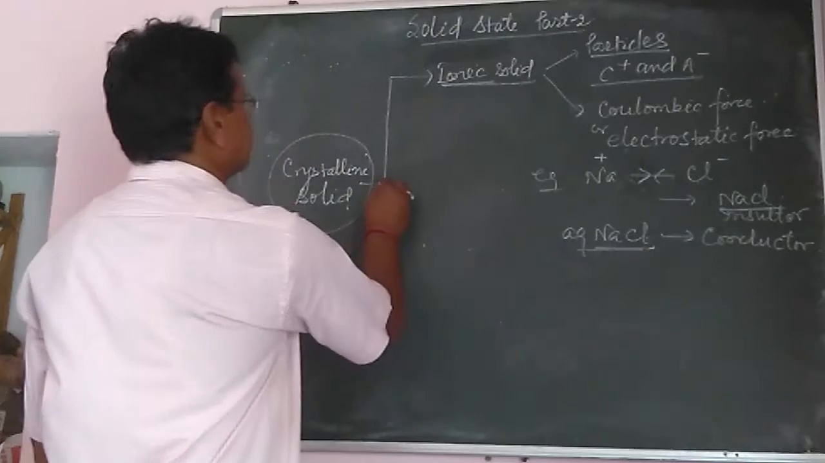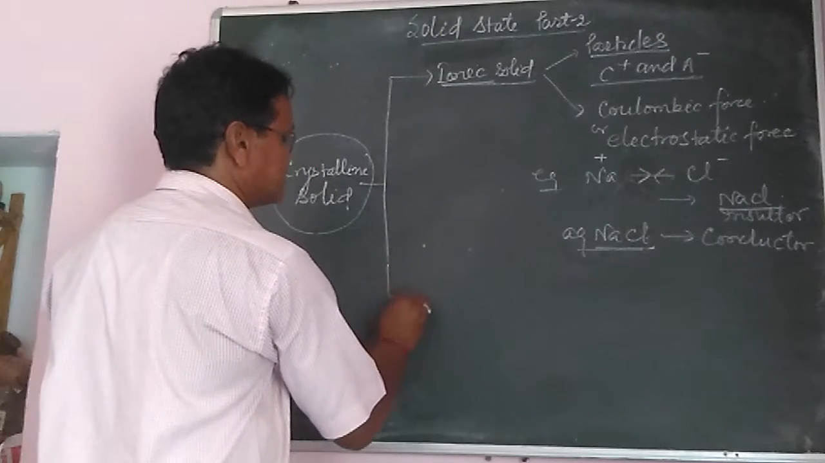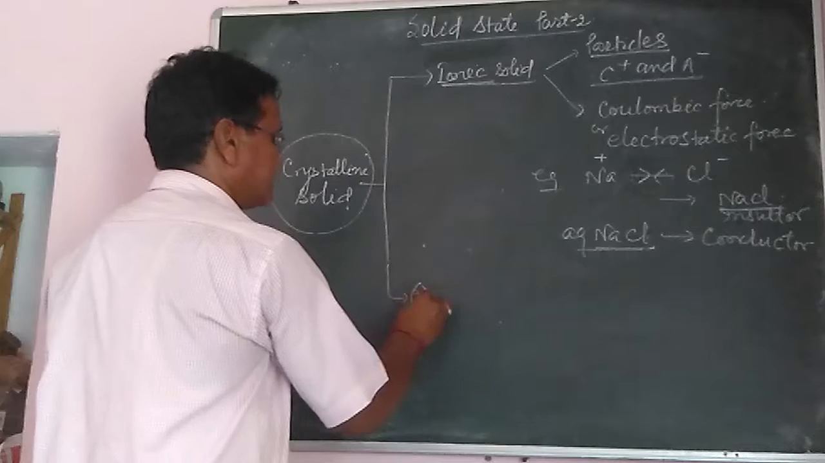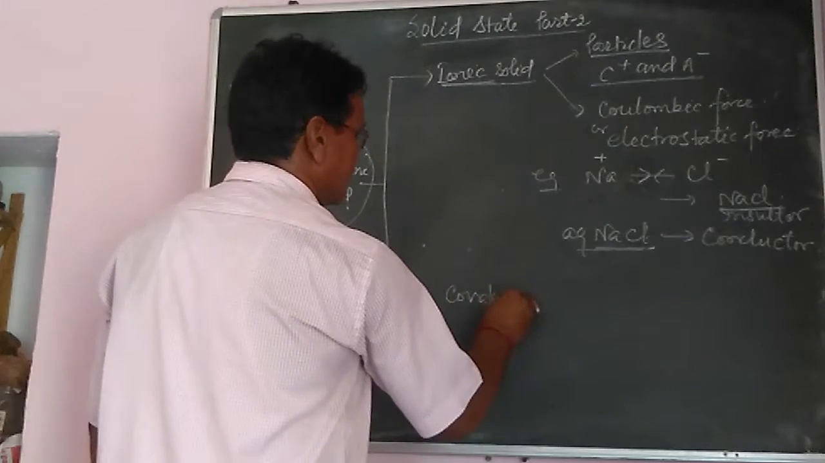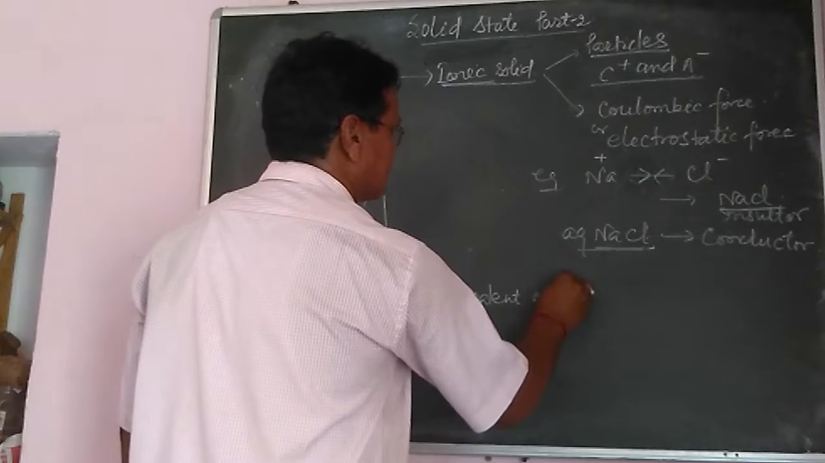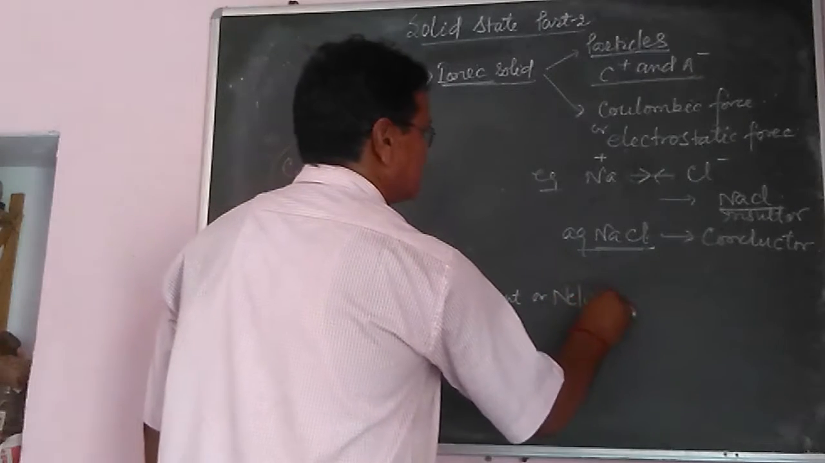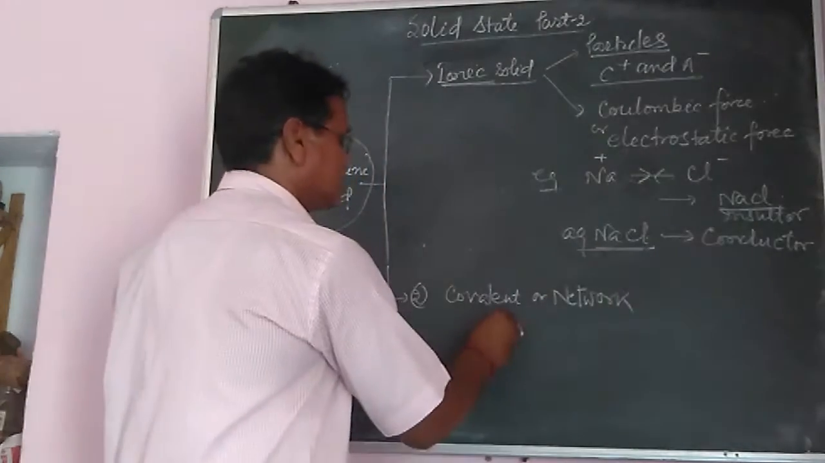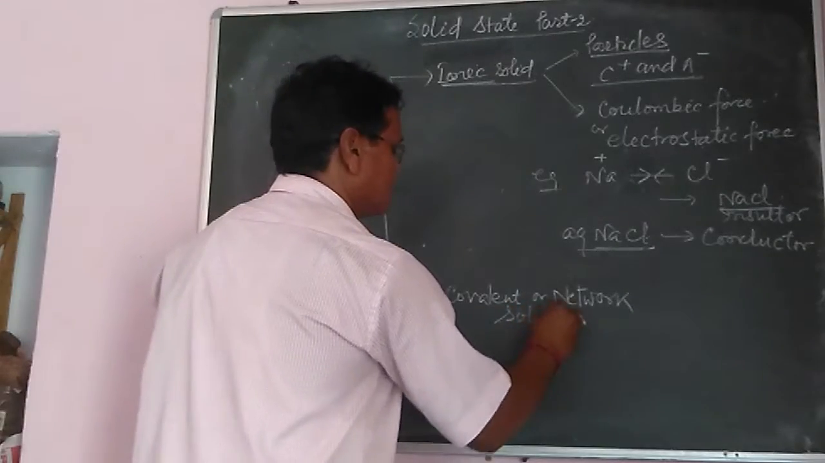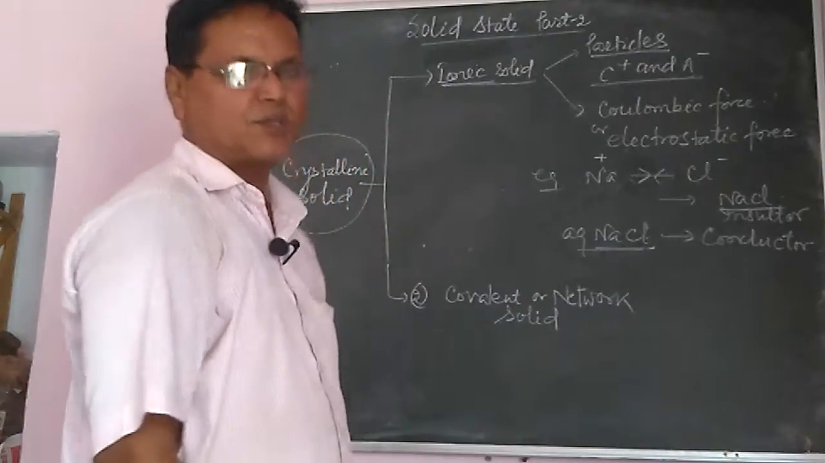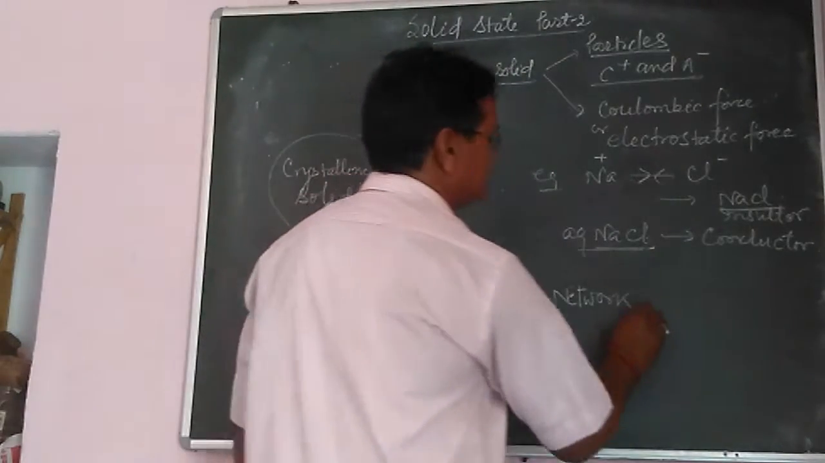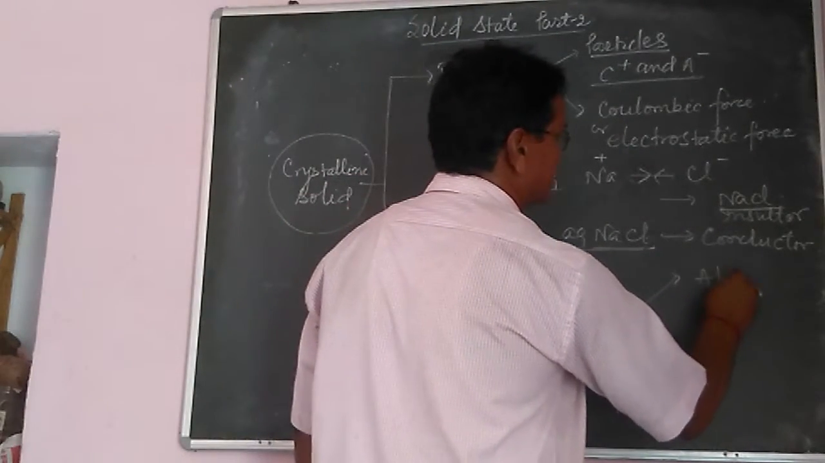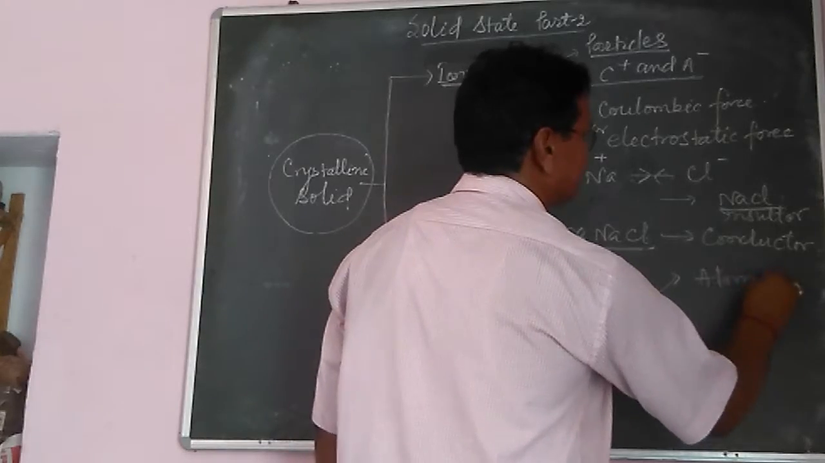Now the second, if you see here, is covalent or network solid. In this case, covalent or network solids, what would be the particles? The particles would be atoms.